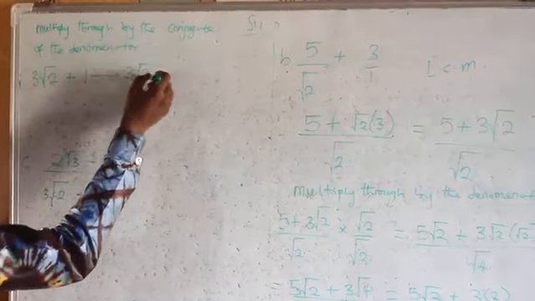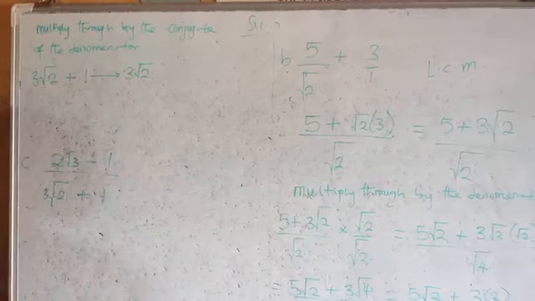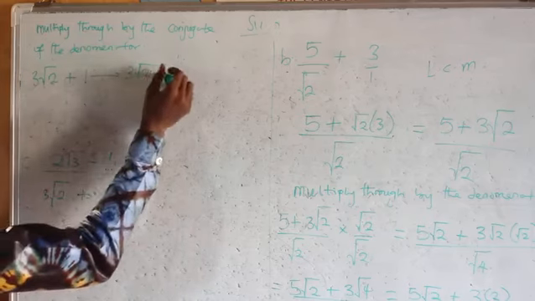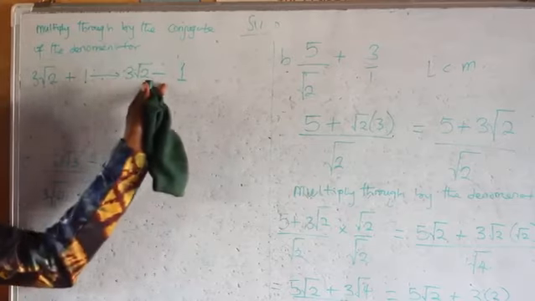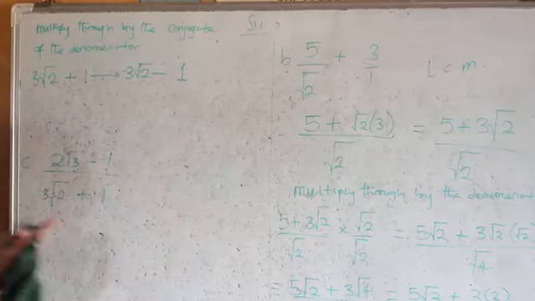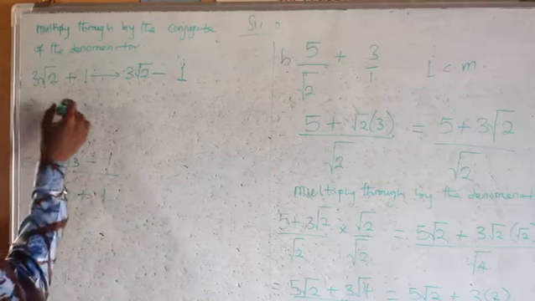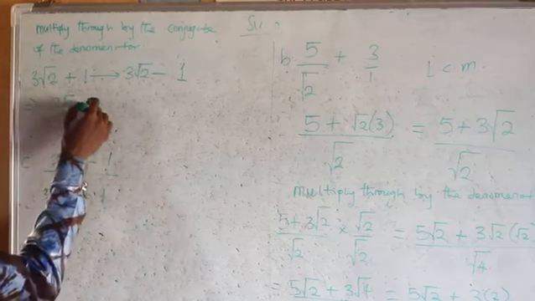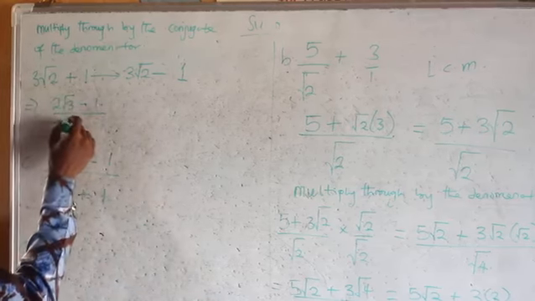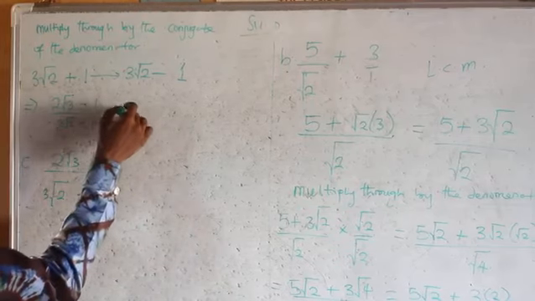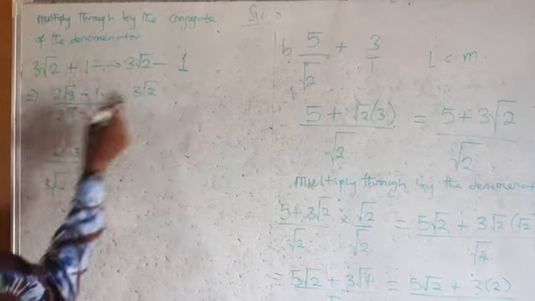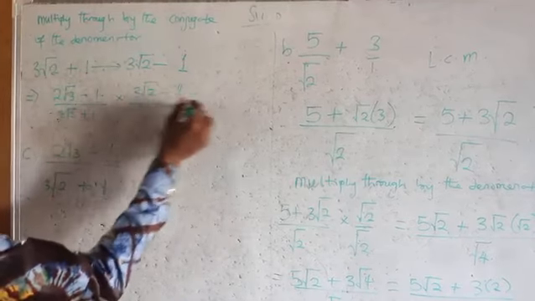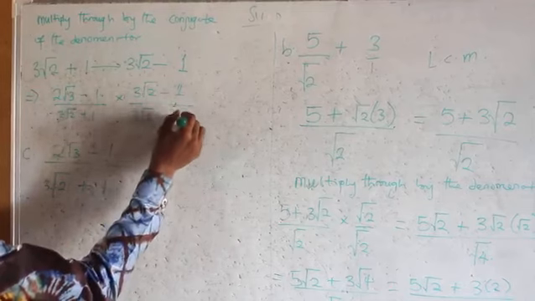3 root 2. Nothing changed except the positive sign here. Right? For the conjugate, the positive changes to what? Negative. Is that okay? So we have to use this number and multiply both numerator and denominator. So this implies we're going to have 2 root 3 minus 1 all over 3 root 2 plus 1 multiplied by 3 root 2 minus 1. This is the conjugate of this denominator. So we have 3 root 2 minus 1 all over 3 root 2 minus 1.